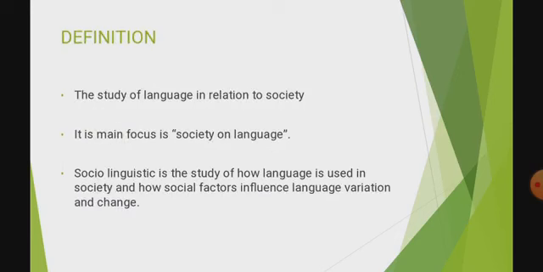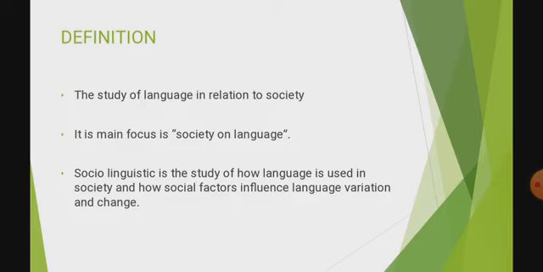So let's start with the first, the definition. Sociolinguistics is the study of language in relation to society. It means sociolinguistics is totally related to society. Socio plus linguistics means socio, society, and linguistics, language. Its main focus is society and language.